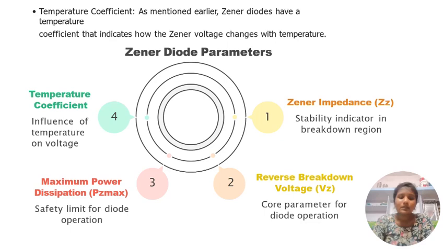First, Zener impedance: stability indicator in the breakdown region. Second, reverse breakdown voltage: core parameter of diode operation. Third, maximum power dissipation: safety limit for diode operation. Fourth, temperature coefficient: influence of temperature on voltage.